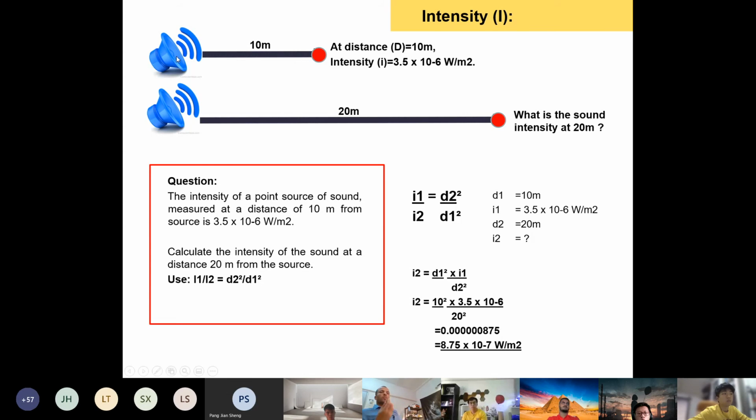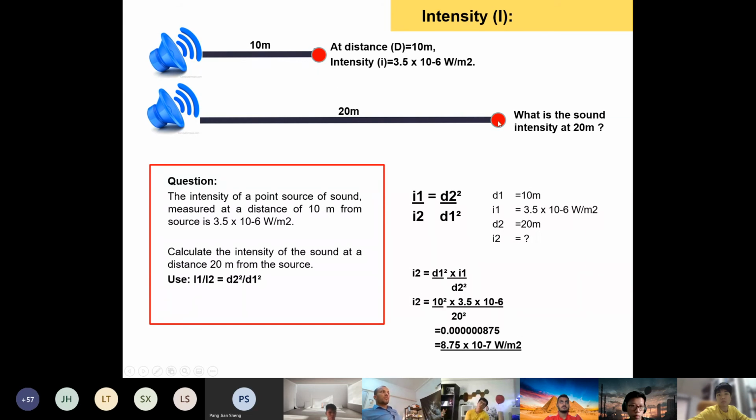So as you can see, we have one source of sound. When we measure the intensity of sound at 10 meters far from the source, we found it's 3.5 multiplied by 10 to the power minus 6 watt per meter squared. So this is the intensity at point 1.